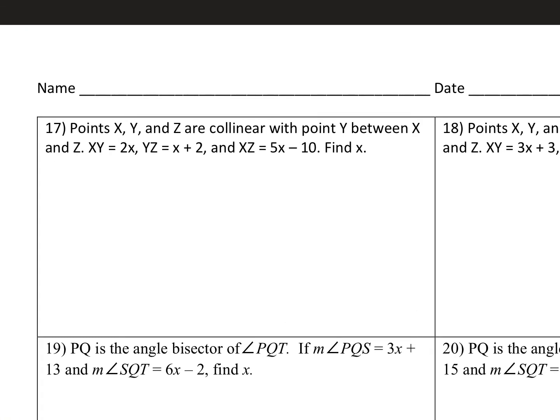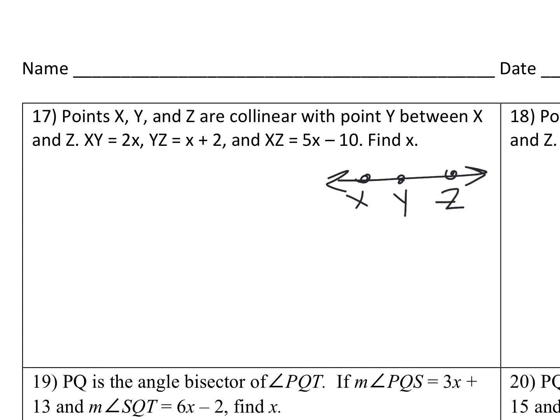So, question 17, points x, y, z are collinear. Guys, I just like to draw what that means. X, y, z means they are on the same line, okay? And it says point y is in between them, okay? What it told us is that xy is equal to 2x, and yz is equal to x plus 2. But this whole thing is equal to 5x minus 10.